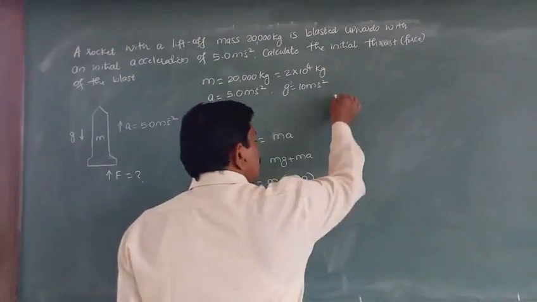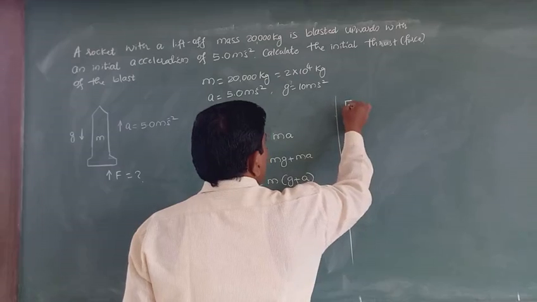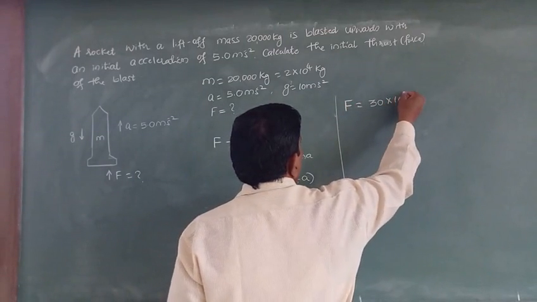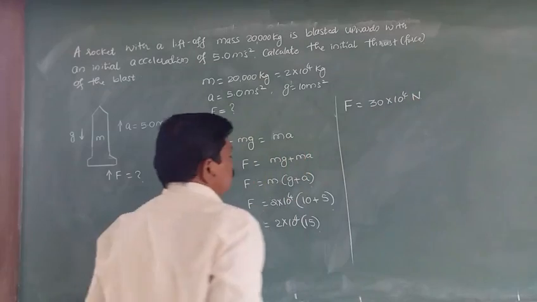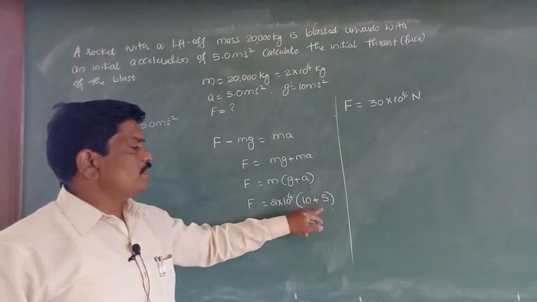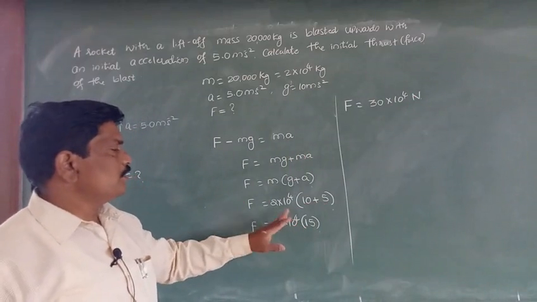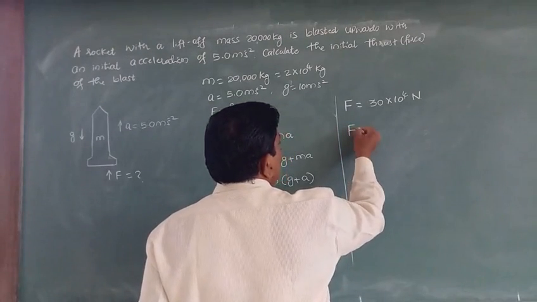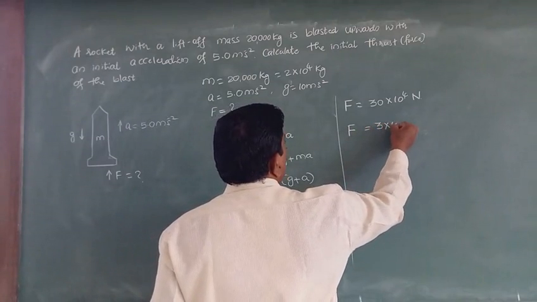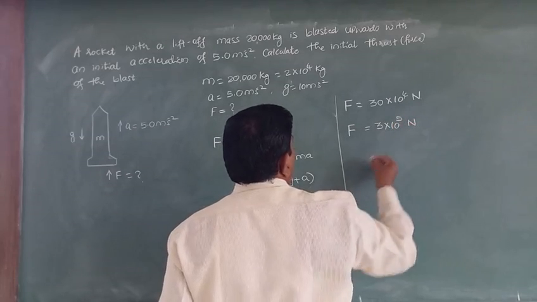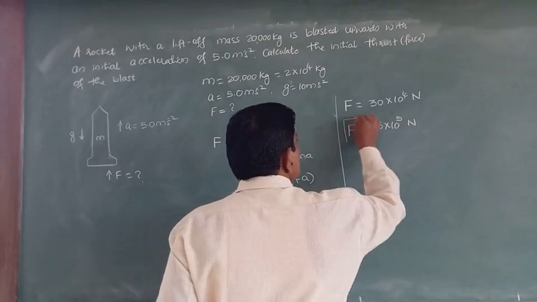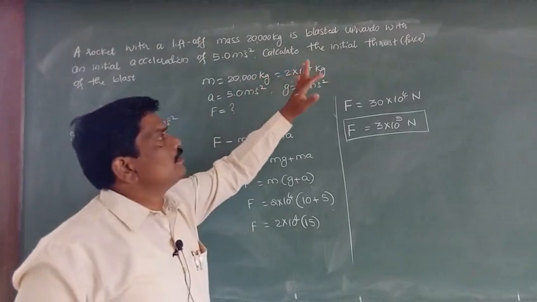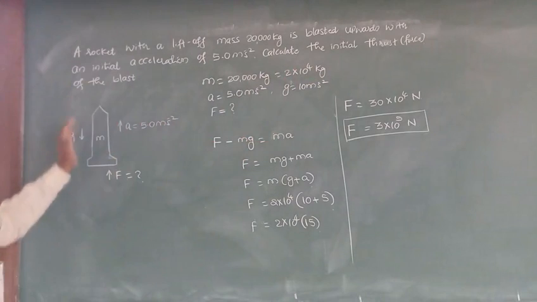Now F equal to 30 into 10 raised to 4 Newton. 10 plus 5 is 15, 15 into 2 is 30. The 10 to the power you have to write as usual, or we can write 3 into 10 raised to 5 Newton. So this is the required answer, that is, calculate the initial thrust, meaning the initial force of the blast.